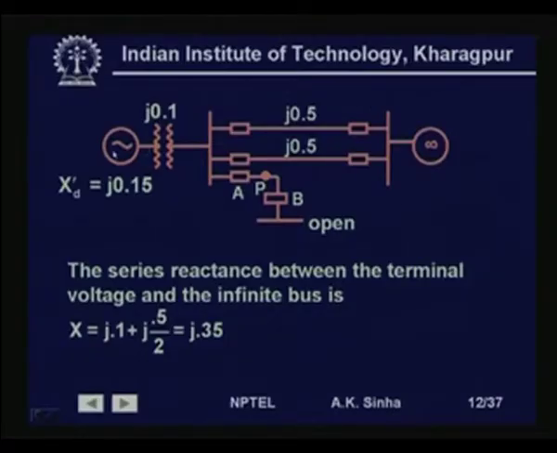So, now this is the circuit that we have. The series reactance between the terminal voltage and the infinite bus is, this is the transformer reactance, these are the transmission line reactance. So, this is 0.1 plus j 0.5 by 2. So, this is j 0.35 per unit, the reactance between the terminal voltage of the generator and the infinite bus.